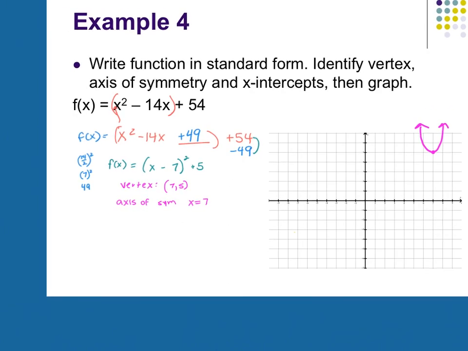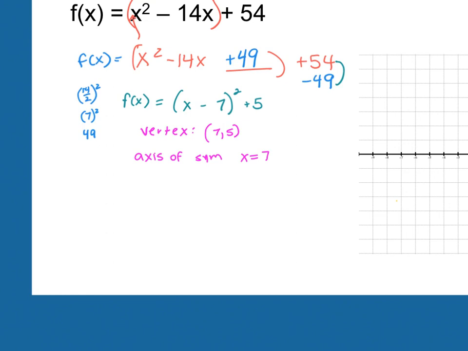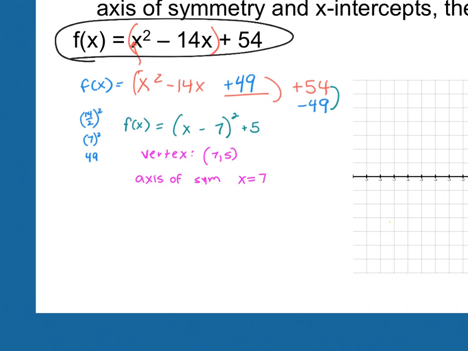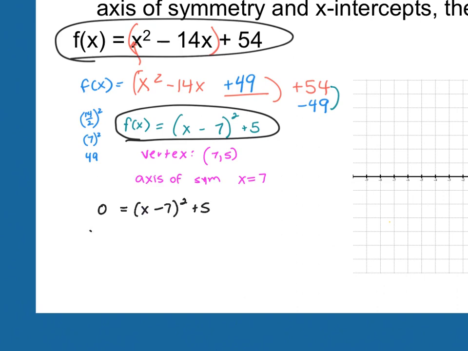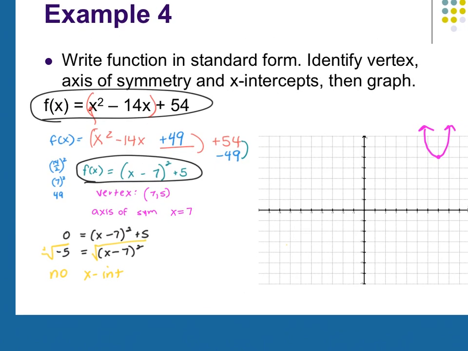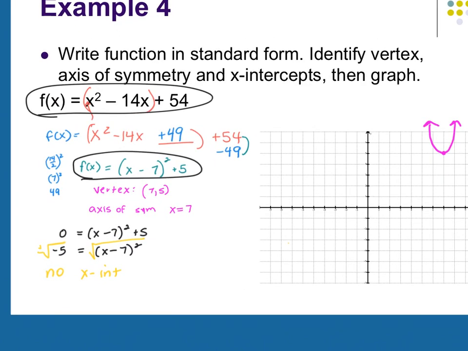It said to find the x-intercept, so I'm going to plug 0 in for y. And you can plug it in up here, or you can plug it in here. It doesn't matter which one. 0 equals x minus 7 squared plus 5. Subtract the 5. Square root both sides. What happens when I try to square root negative 5? It's an imaginary number, which means no x-intercepts. If we look on what we just approximated, the graph, that makes perfect sense. That's a parabola that's all the way over there pointing up. It's never going to cross the x-axis.